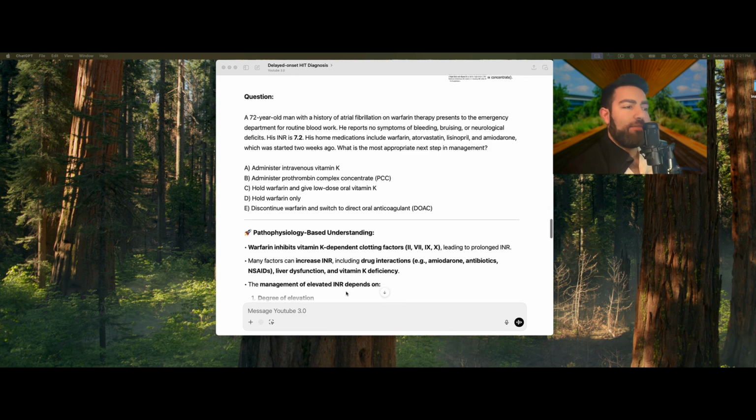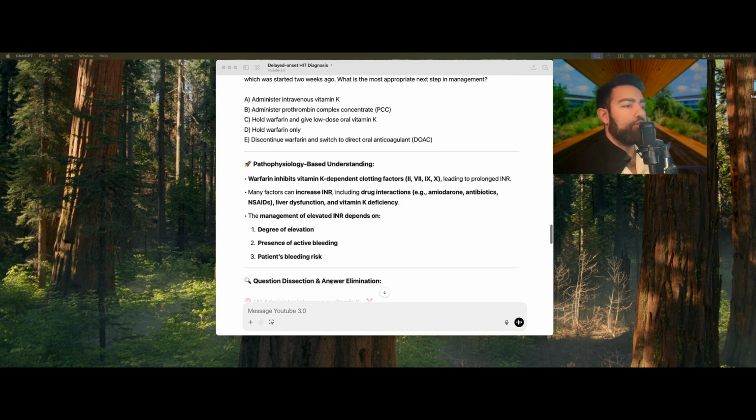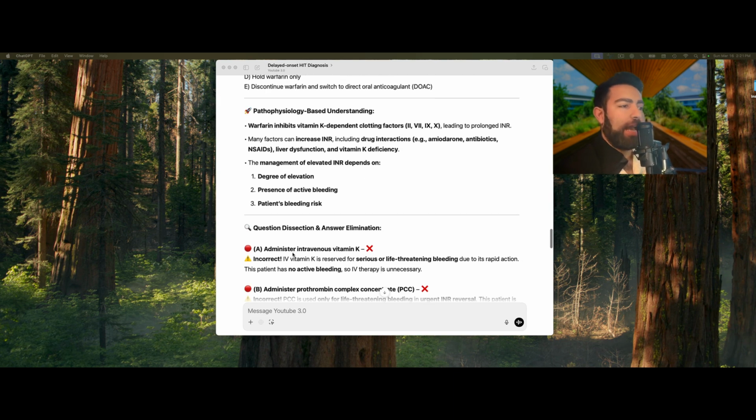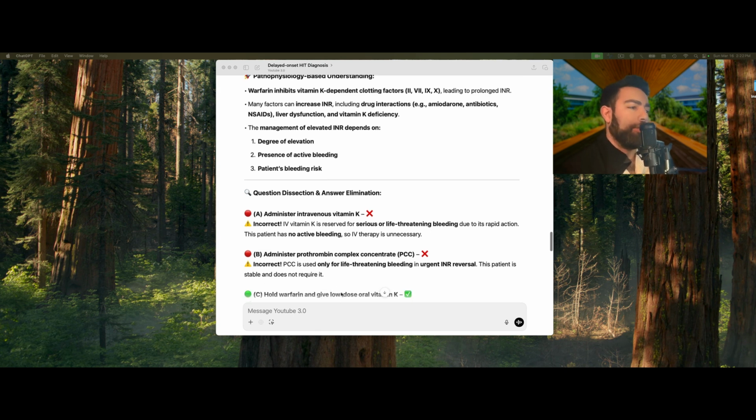The management of an elevated INR depends on the degree of the elevation, if there's any active bleeding, and if the patient has high bleeding risk. So in this question, the first option said administer IV vitamin K. IV vitamin K is reserved for serious or life-threatening bleeding due to its rapid action. The patient has no active bleeding, so IV therapy is unnecessary. Starting PCC: PCC is also used for life-threatening bleeding in urgent INR reversal. The patient is stable and does not require it.